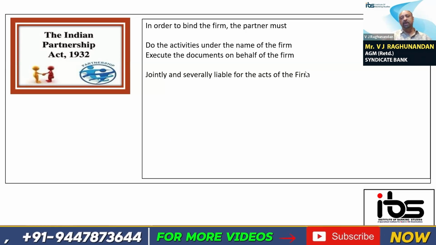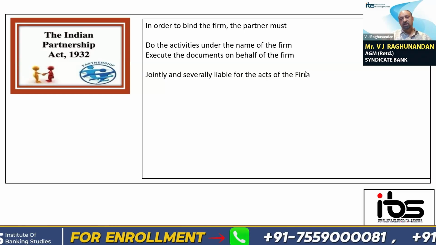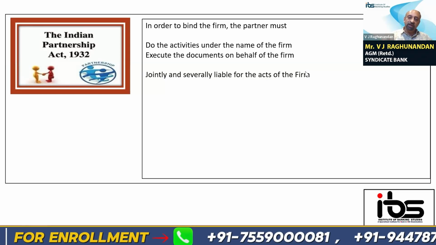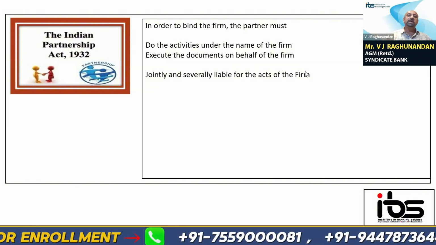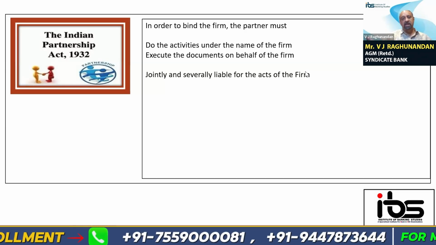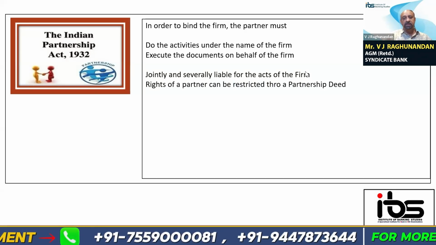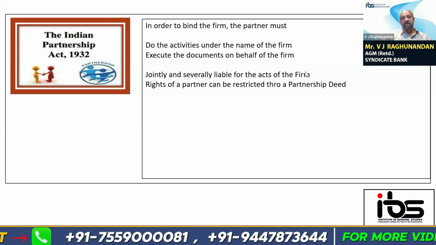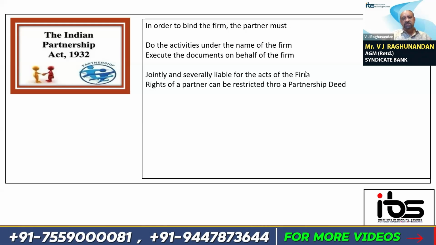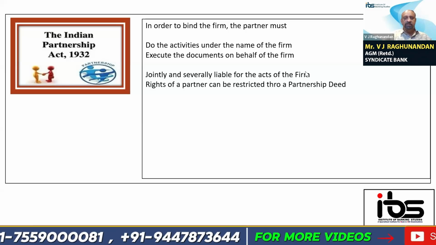That means if 3 partners say that I am not able to pay for any reason, they become insolvent, right? Then only the other partner who is solvent, he has to settle the dues of the firm. That is why it is called joint and several liability in case of partnership firm. The rights of a partner can be restricted through a partnership deed. Whatever the rights the partner has, it can be restricted through a partnership deed.